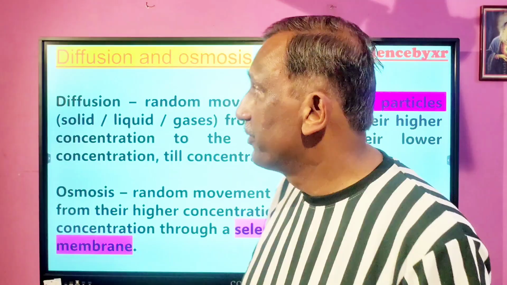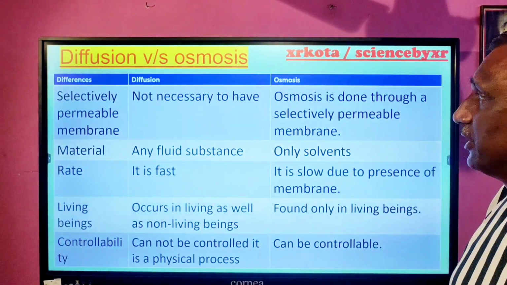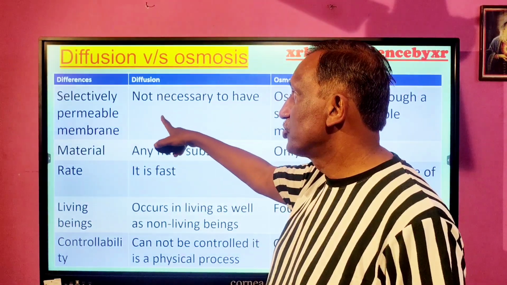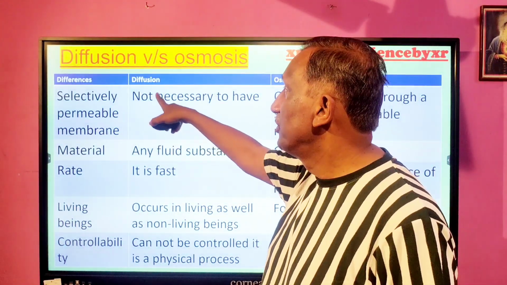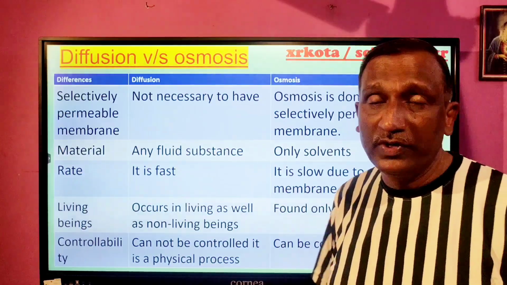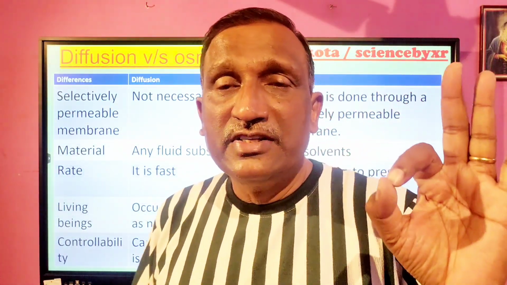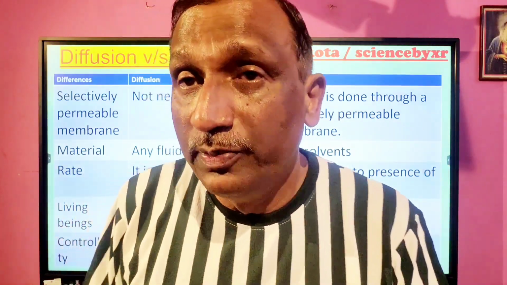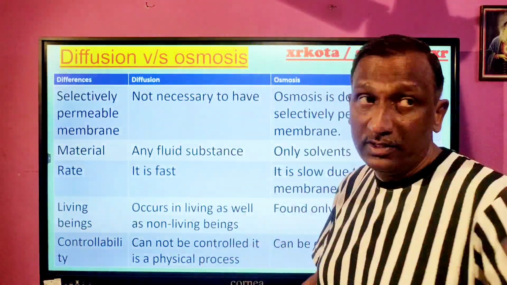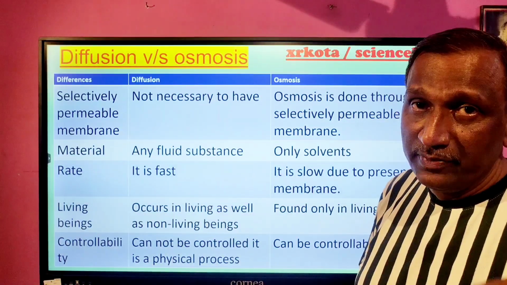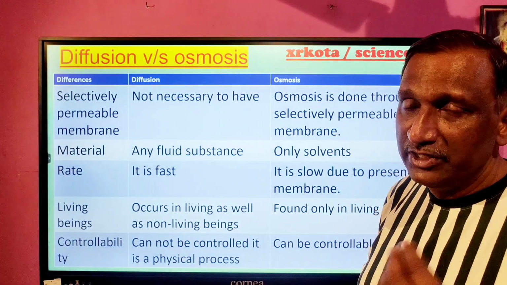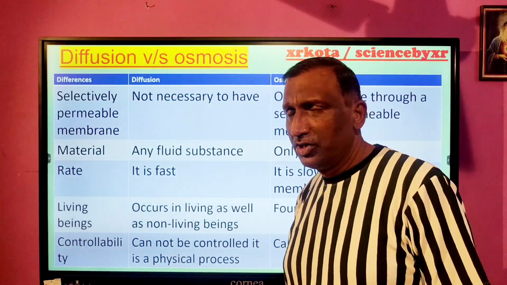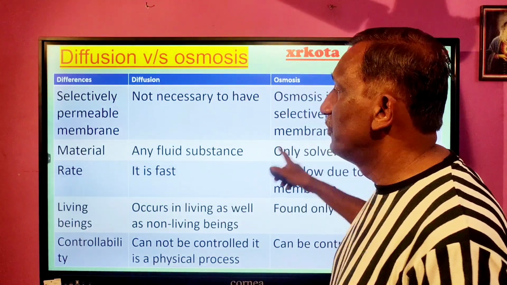So let us summarize the differences between these two, that is diffusion and osmosis. Selective permeable membrane: diffusion में it is not required, osmosis में it is required. Osmosis is always done through selectively permeable membrane. Diffusion generally does not require it, है ना, हवा में हो रहा है, पानी में हो रहा है, when you are making tea, when you are making milk, Cadbury, chocolate, whatever you are adding into the milk, they all are diffused. That is not requiring a cell membrane, but osmosis always requires cell membrane.